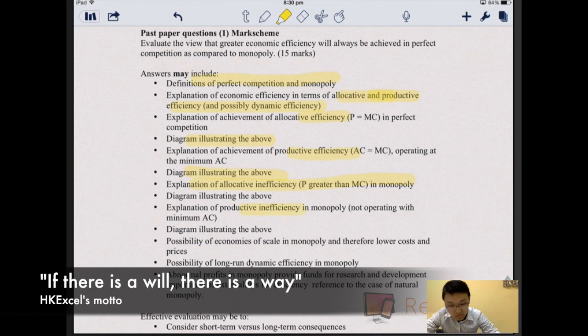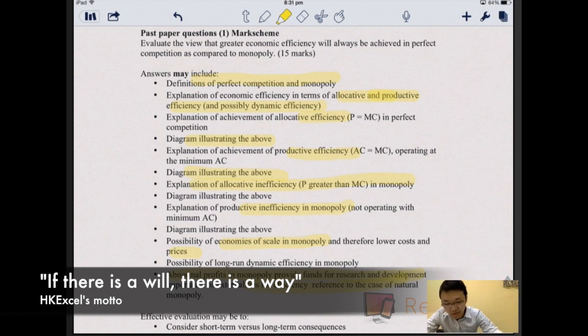Productive inefficiencies in monopoly, yes, we have done that. And possible economies of scale, we have covered that as well. Therefore, lower cost and prices, okay? And then abnormal profits provide funds in monopoly for research and development. Great. So see, we have covered 99% of the points in the mark scheme, and that is what you will be trying to do. Okay.